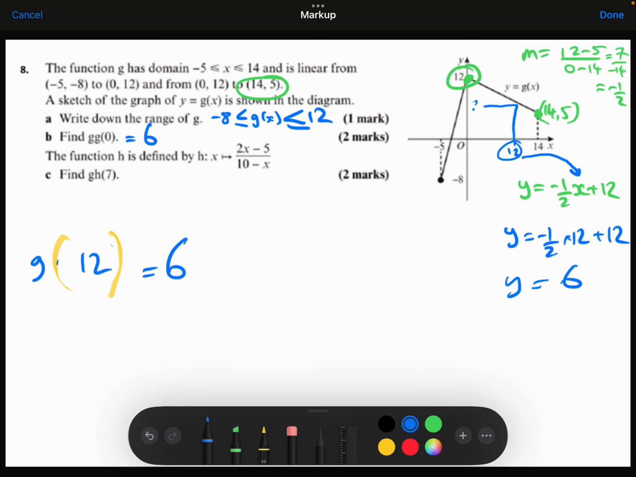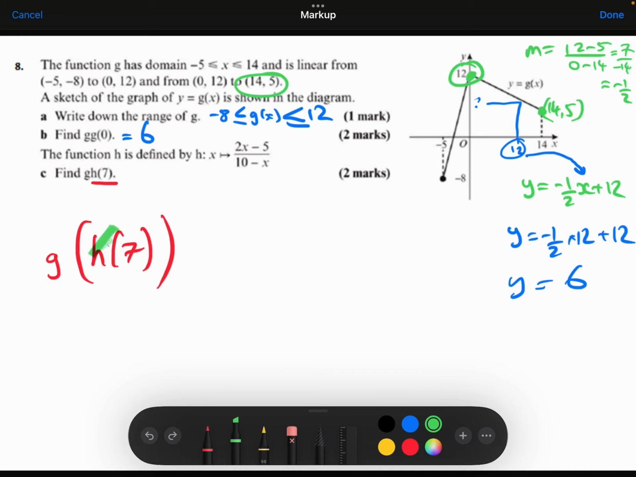We're then told that the function h is defined by h of x is equal to (2x minus 5) over (10 minus x). And we need to find gh of 7, which is telling me to substitute 7 into h, and then get whatever answer that is, and then substitute that into g.